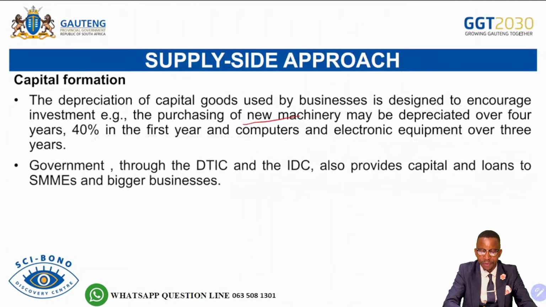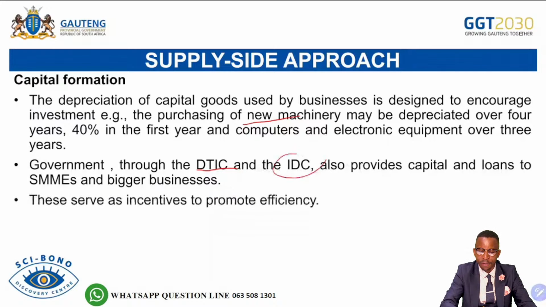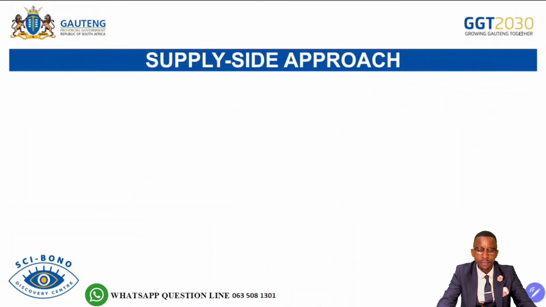Government, through the Department of Trade, Industry and Competition and the IDC, also provides capital and loans to SMMEs and bigger businesses. So IDC stands for Industrial Development Corporation. This serves as incentive to promote efficiency in the economy. We continue with supply side.